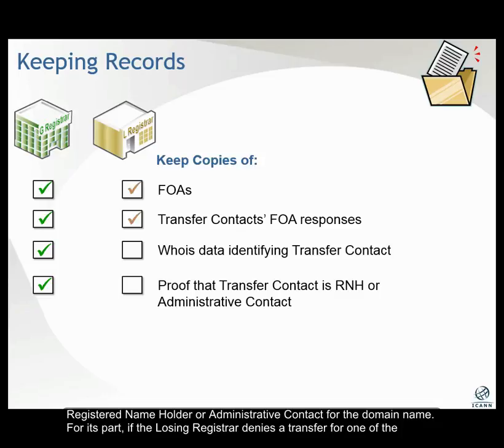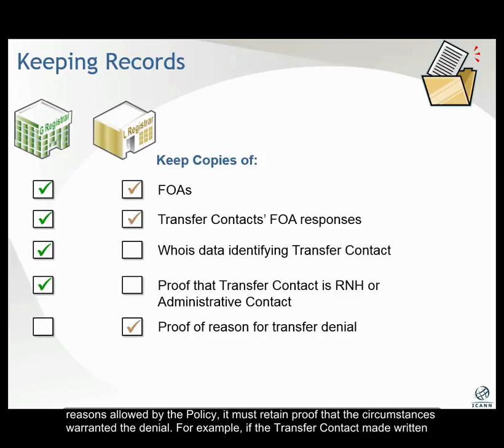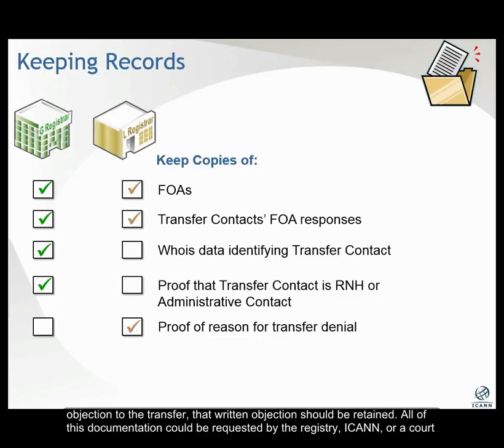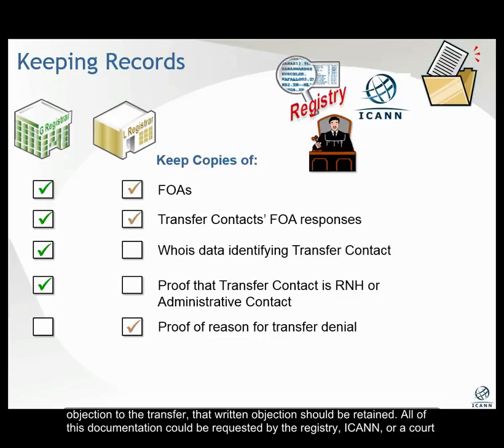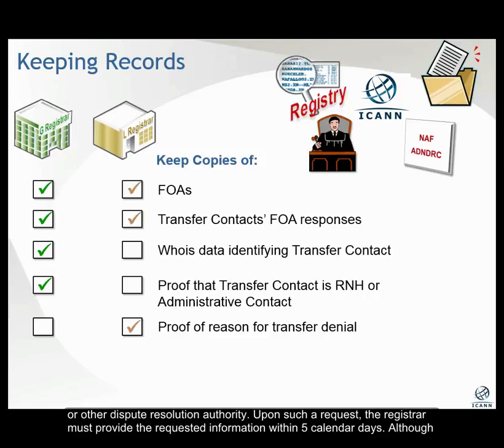For its part, if the losing registrar denies a transfer for one of the reasons allowed by the policy, it must retain proof that the circumstances warranted the denial. For example, if the transfer contact made written objection to the transfer, that written objection should be retained. All of this documentation could be requested by the registry, ICANN, or a court, or other dispute resolution authority. Upon such a request, the registrar must provide the requested information within 5 calendar days.